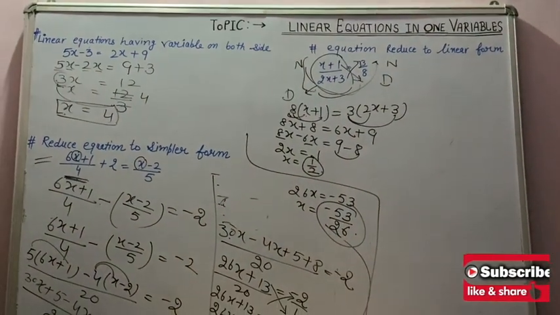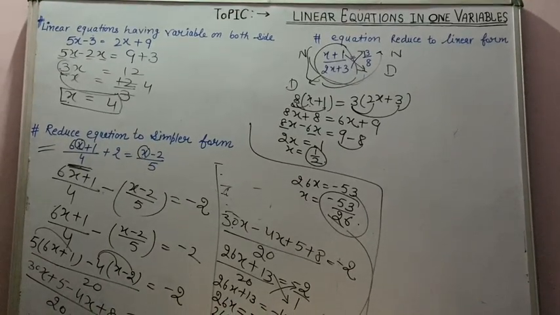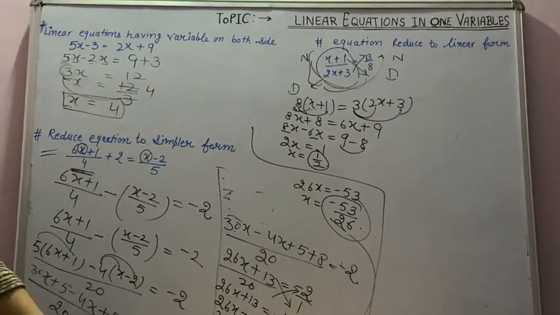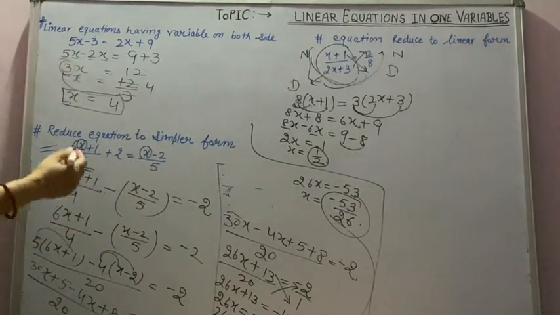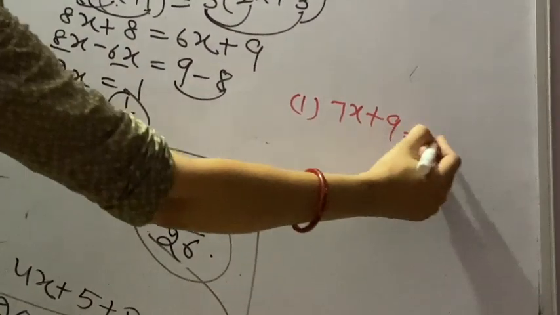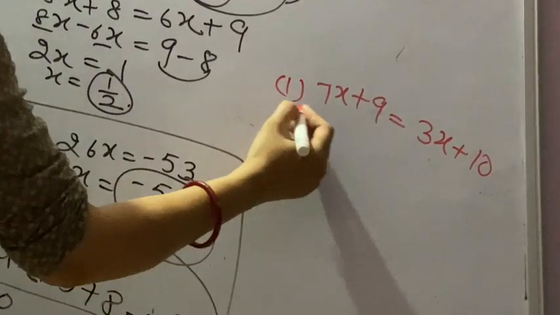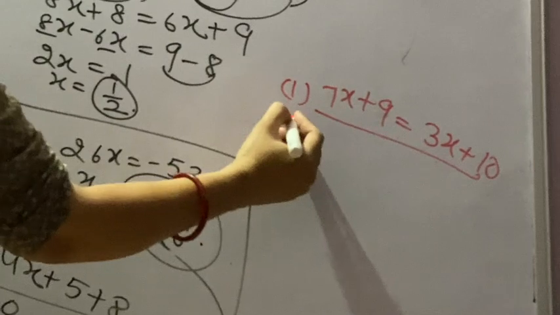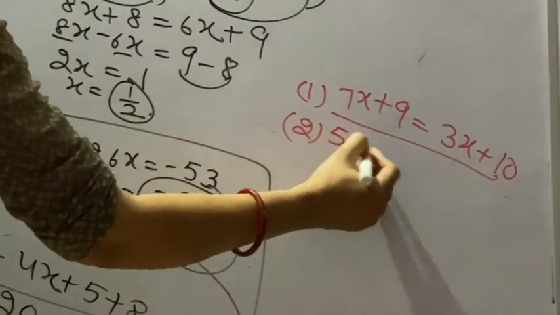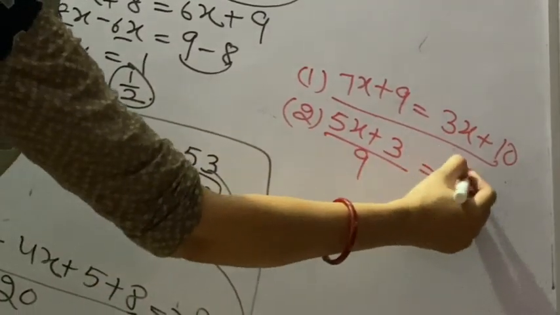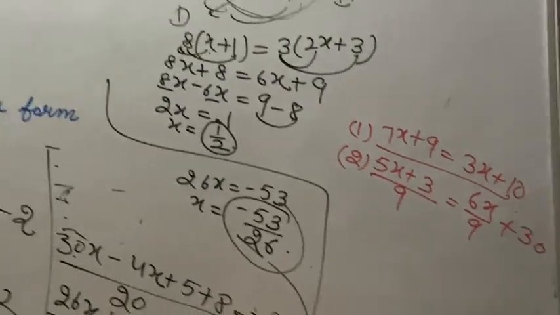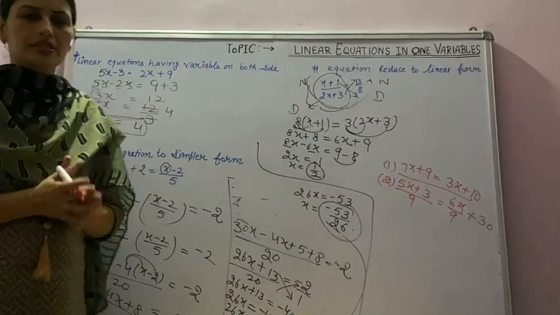In this way, we can solve some questions based on linear equations. Now, I will give some exercises for your practice. First question is 7x plus 9 is equal to 3x plus 10. Solve this linear equation having variable on both sides. And the second question is 5x plus 3 by 9 and 6x by 9 plus 30. Solve this equation to find out the value of x and put your answers in the comment box.